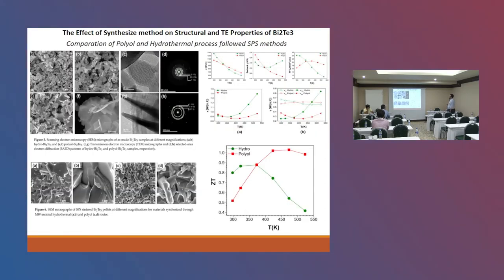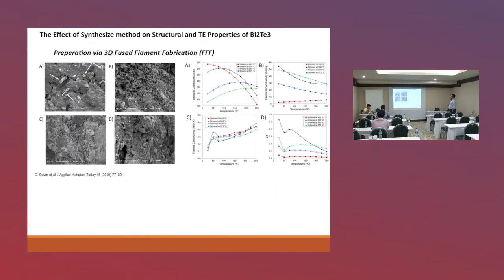Similarly, with the polyol and hydrothermal processes, which are two other chemical processes, they synthesized bismuth telluride. And in this case also, we see there is a big difference in the structural and, of course, the transport properties. The transport properties can be changed with the synthesis processing here.